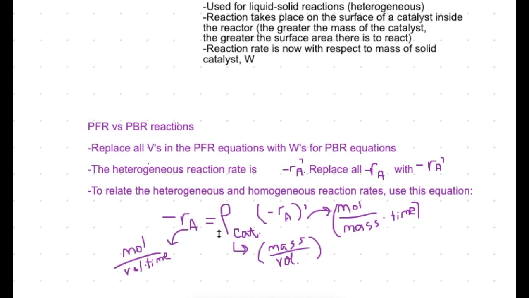This symbol is supposed to be the Greek letter rho, which means density. Density cat means density of our catalyst, which is in units of mass per volume, times negative RA prime, which is our heterogeneous reaction rate, or the reaction rate in our PBR. The only thing that's different between the units of RA and RA prime is that in the denominator of RA prime, we are now looking with respect to mass rather than with respect to volume.